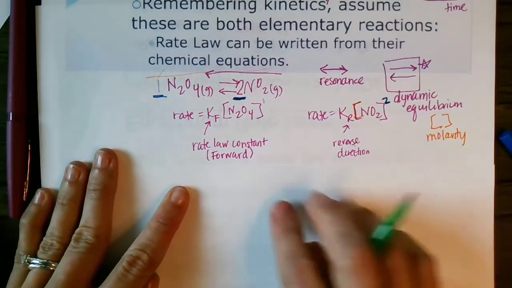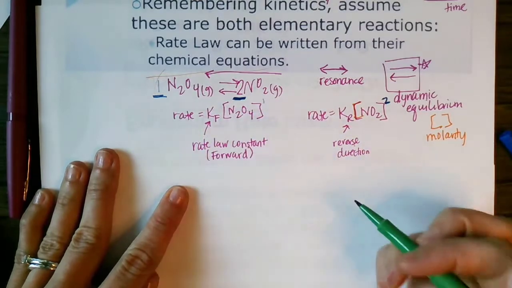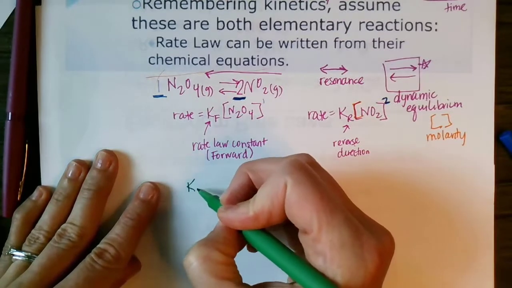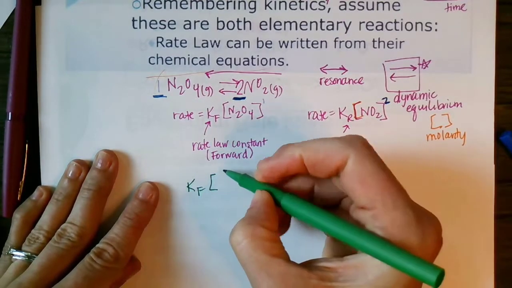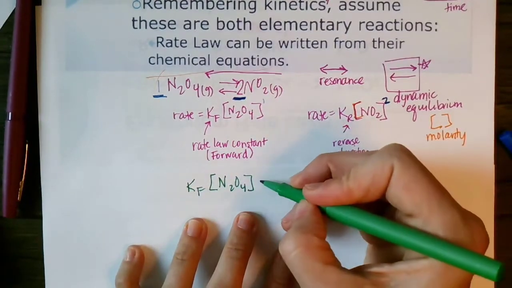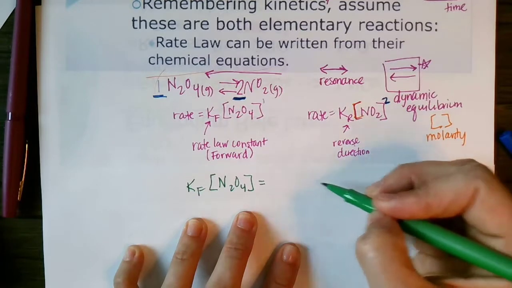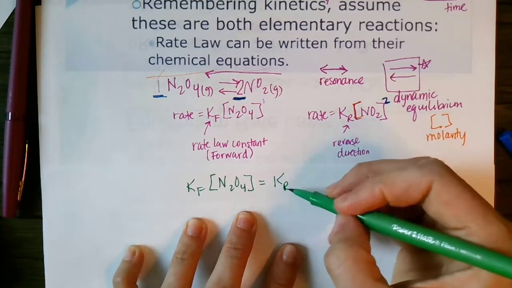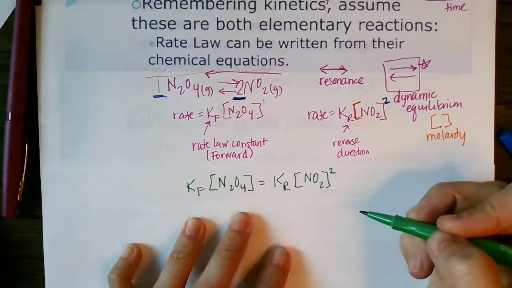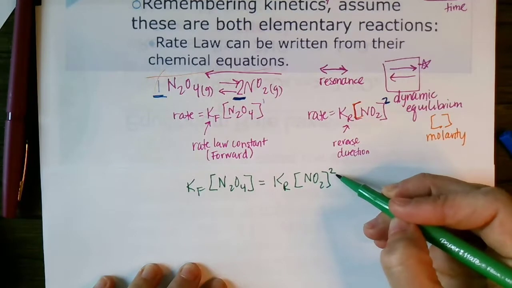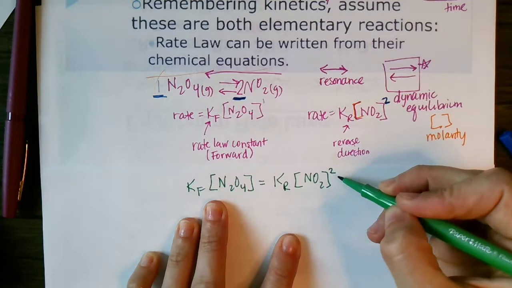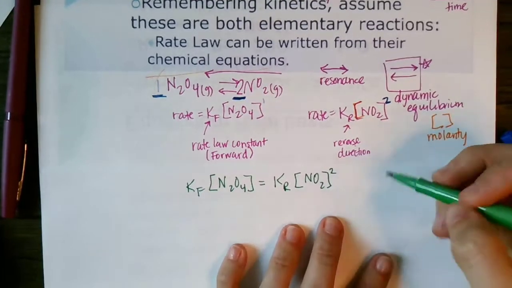Since these are happening at the same rate, they are equal to one another. So then we can write this expression: Kf times N2O4 raised to the power of 1 is equal to the reverse direction rate, so Kr, the constant in the reverse, times NO2 raised to the second power. Again, that's because of our balanced chemical equation that it takes 2 moles of that, so it's raised to the power of 2. And this is when they are in equilibrium.